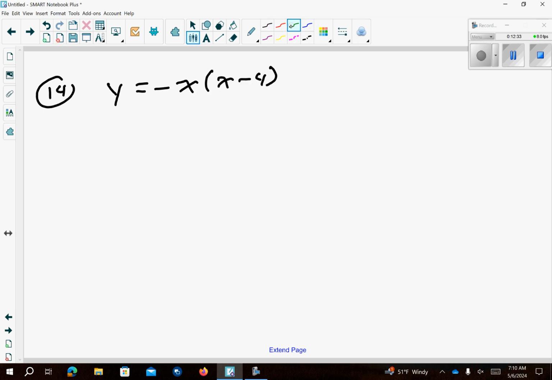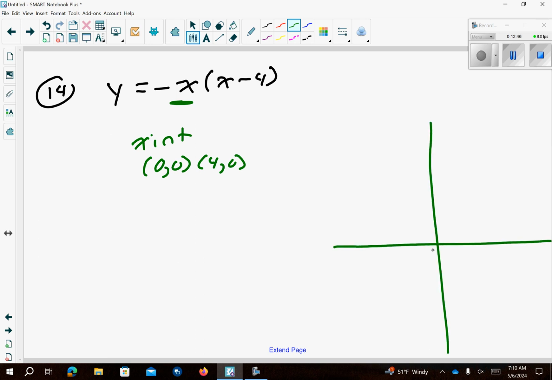Number 14. Okay, so this is in intercept form because this is going to give me x-intercepts at 0, 0 and at 4, 0. So let's go ahead and graph these. 0, 0 is right there. 4, 0, 1, 2, 3, 4 is right over here. Those are my x-intercepts. My axis of symmetry is going to be halfway in between them, so x equals 2.